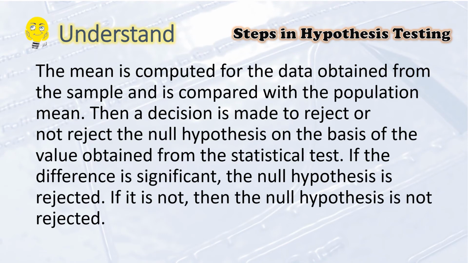The mean is computed for the data obtained from the sample and is compared with the population mean. Then, a decision is made to reject or not reject the null hypothesis on the basis of the value obtained from the statistical test. If the difference is significant, the null hypothesis is rejected. If it is not, then the null hypothesis is not rejected. With this, the researcher may arrive at a correct decision or commit an error.